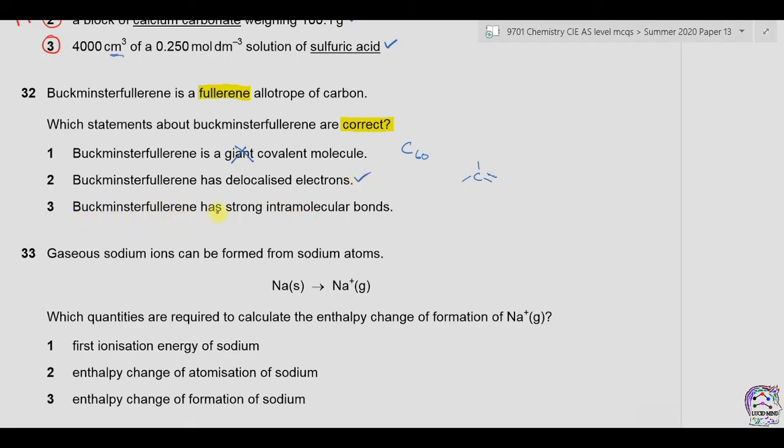3 says Buckminsterfullerene has strong intramolecular bonds. Intramolecular means inside the molecule. Now we know that in the Buckminsterfullerene molecule there are 60 carbon atoms and all of them are covalently bonded with each other, so therefore the bonds are strong. So this is also correct. So the option is C.